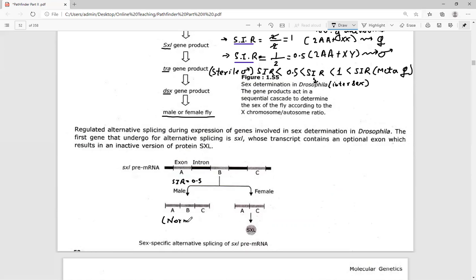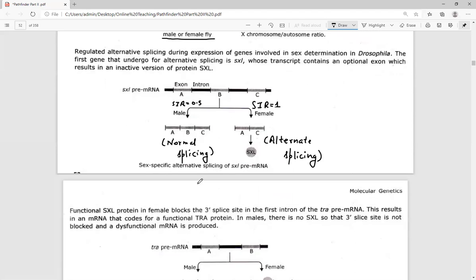Normal splicing occurs when the sex index ratio is equal to 0.5. When the sex index ratio is equivalent to 1, then what is going to happen? Then alternate splicing occurs. When alternate splicing occurs, it clearly means that the Sxl will lead to the formation of the female. How? This has been alternately spliced.